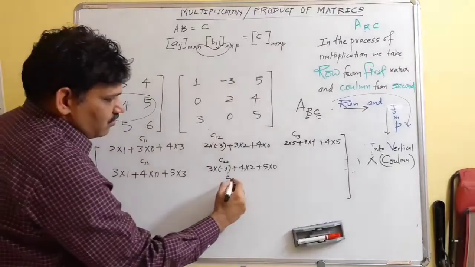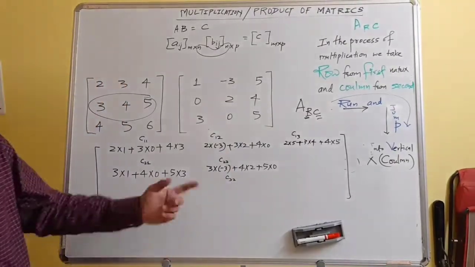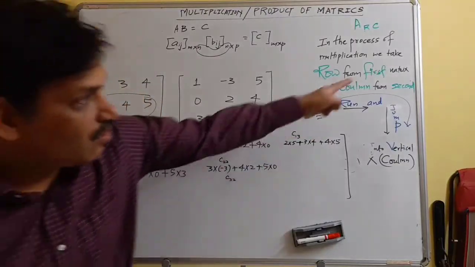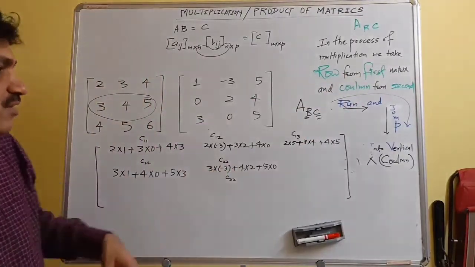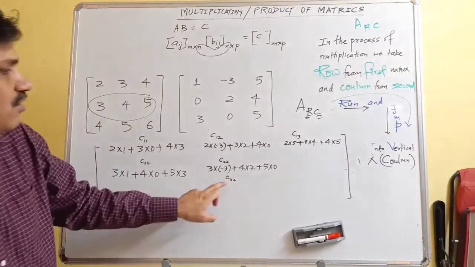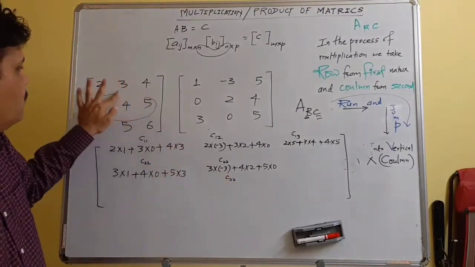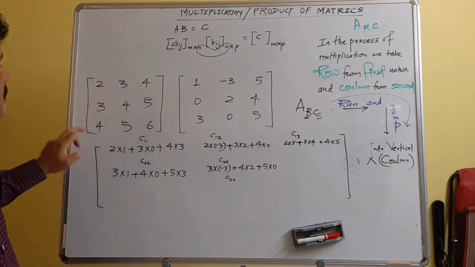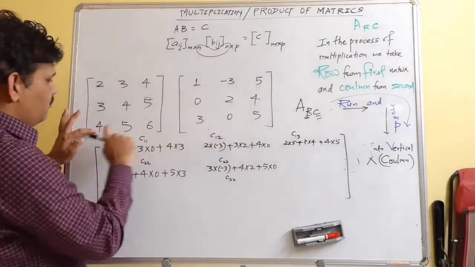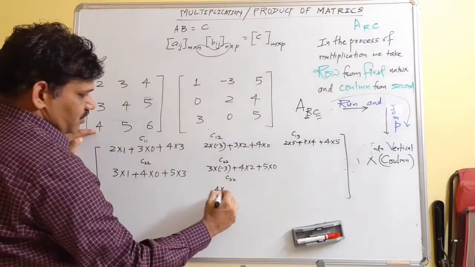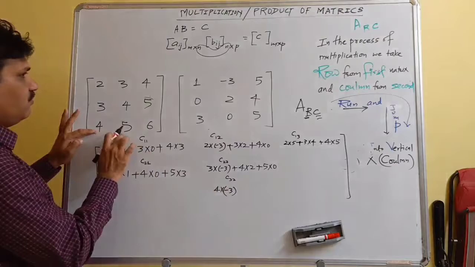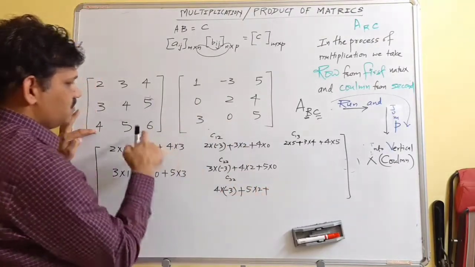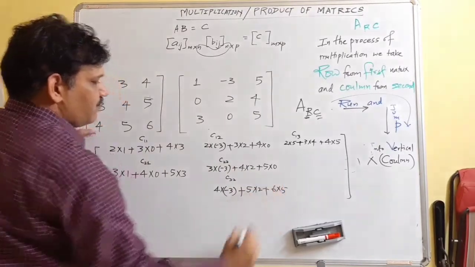Third row, second column. So what am I to take? The row is to be taken from the first matrix and the column is to be taken from the second. So this position, third row, second column. Let's take third row, second column: 4 into minus 3, plus 5 into 2, plus 6 into 5.